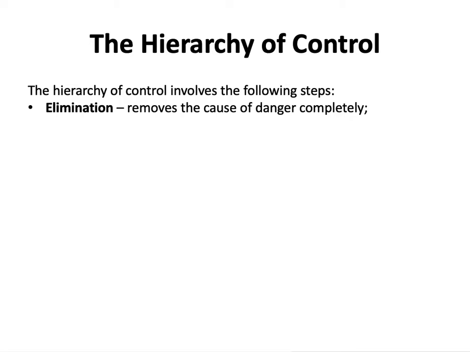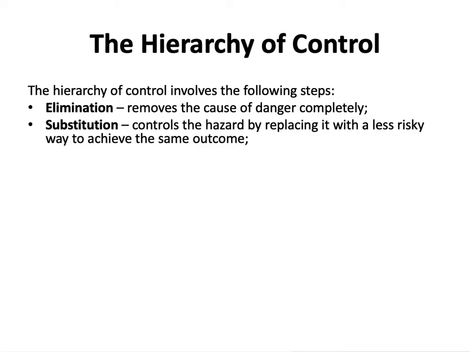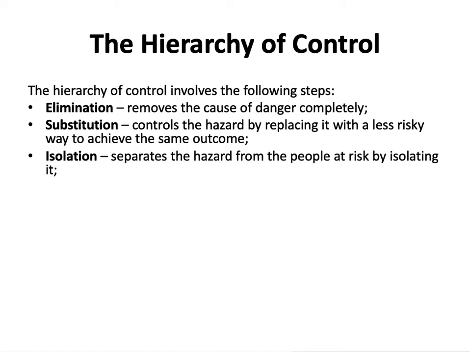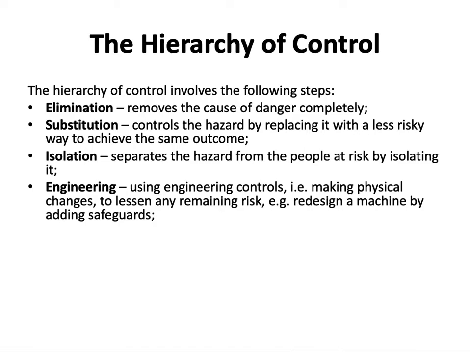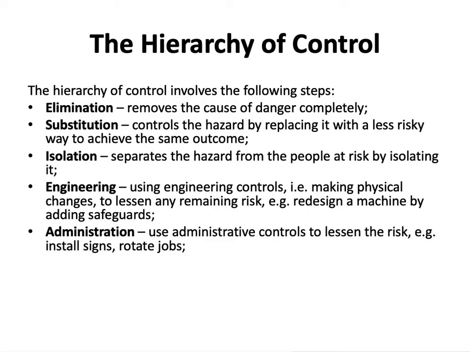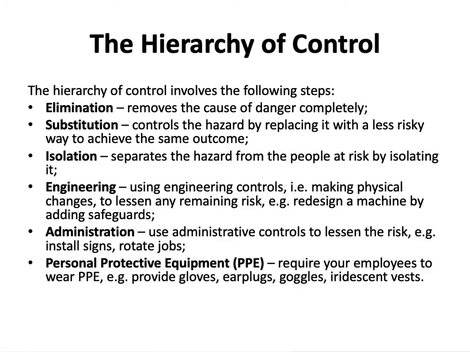Elimination. This removes the cause of danger completely. Substitution controls the hazard by replacing it with a less risky way to achieve the same outcome. Isolation separates the hazard from the people at risk by isolating it. Engineering: using engineering controls, for example, making physical changes to lessen any remaining risks, redesign a machine by adding safeguards. Administration: use administrative controls to lessen the risk. For example, install signs, rotate jobs. And personal protective equipment, PPE: require your employees to wear PPE, for example, provide gloves, earplugs, goggles, iridescent vests.